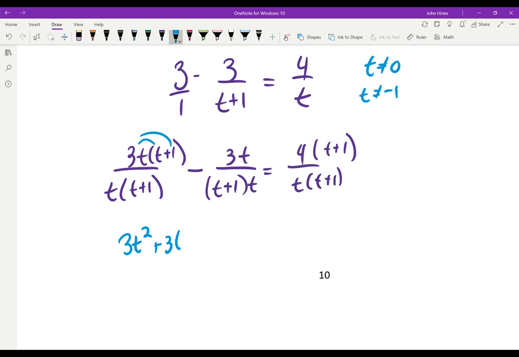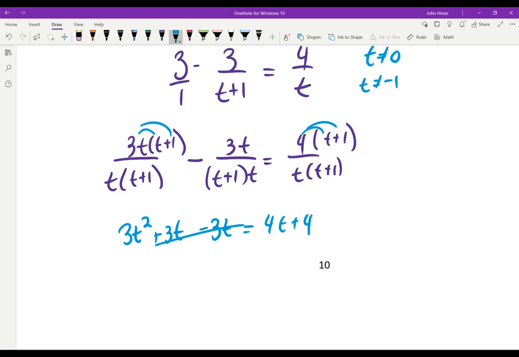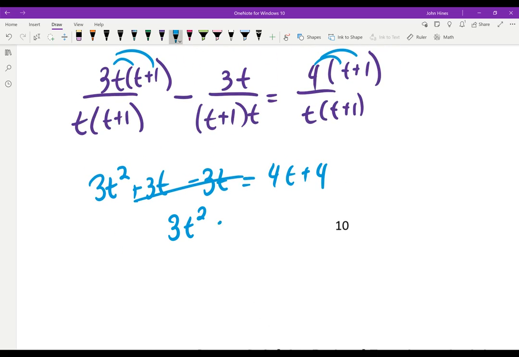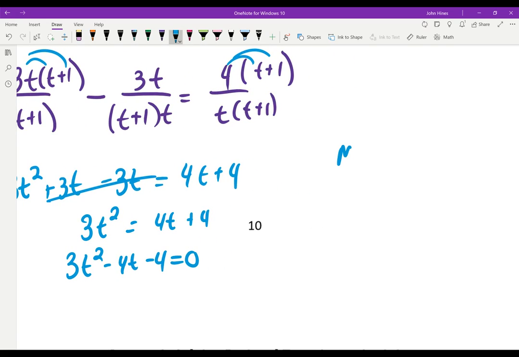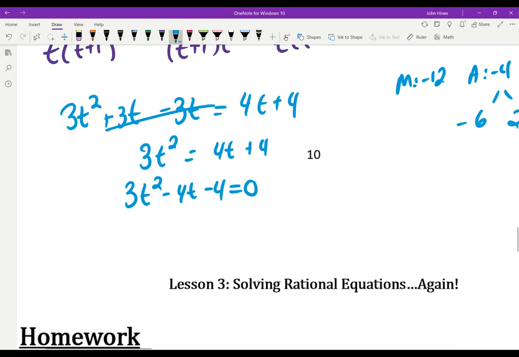3t squared, I always get excited and just start solving. And now I'm breaking my own rule right here by distributing early. I apologize for that. Those go to 0. So 3t squared equals 4t plus 4. So let's get this equal to 0 here. And I'm going to ask myself, what multiplies to negative 12 that adds to negative 4? Negative 6 and 2. So split the middle term as I'm running out of room here. Negative 6t plus 2t minus 4 equals 0.